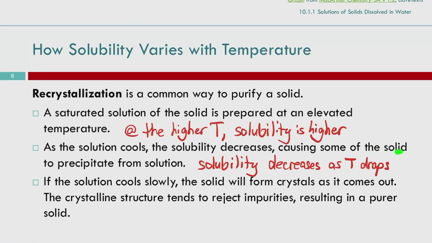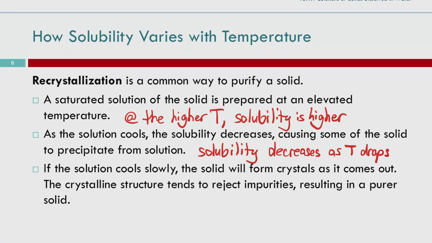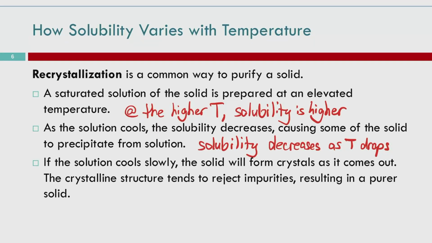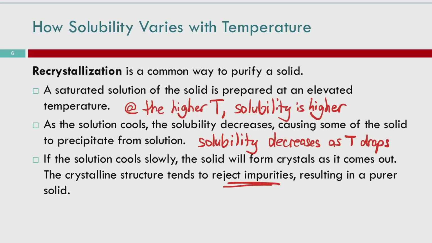And so some of our solid will precipitate. And typically when solids precipitate out again, they'll form crystals. And the slower that they form, if they form slow enough, they'll form as really nice, clear crystals. And they'll also tend to reject impurities. So other things that might have been in your original solid will also get rejected. So this is one method of purifying solids.